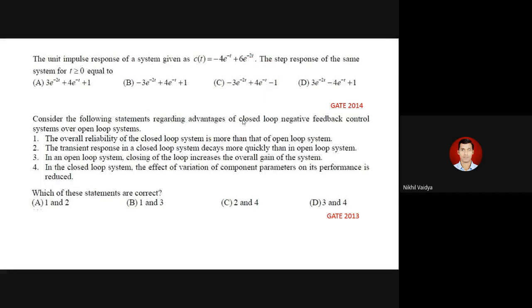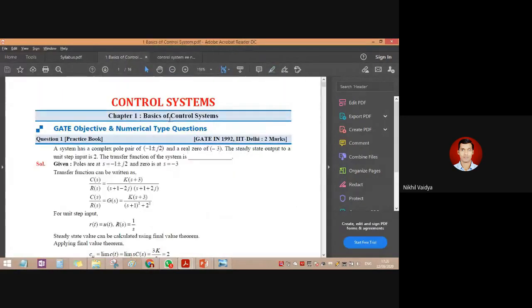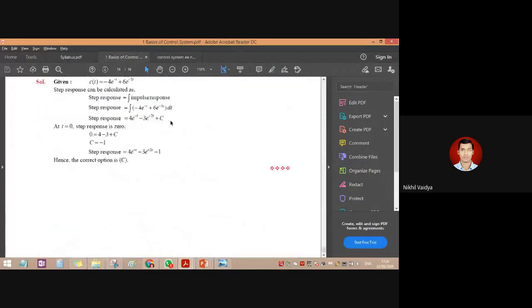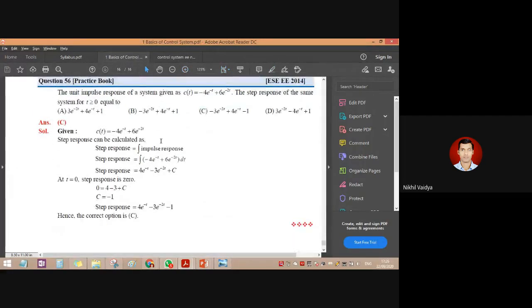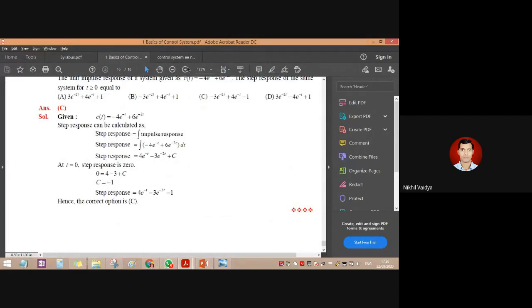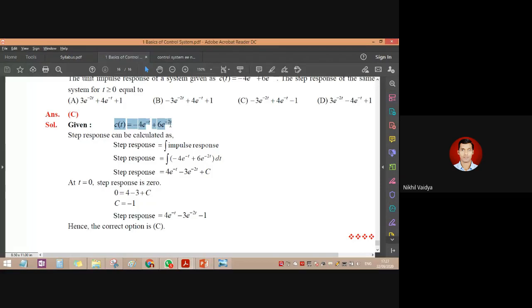Okay. So here is the solution. So please see the solution here. See, this is the solution of this particular problem. Yeah. So given is c of t is equal to minus 4 into e raised to minus t plus 6 into e raised to minus 2t. So the step response is equal to the integration of the impulse response.